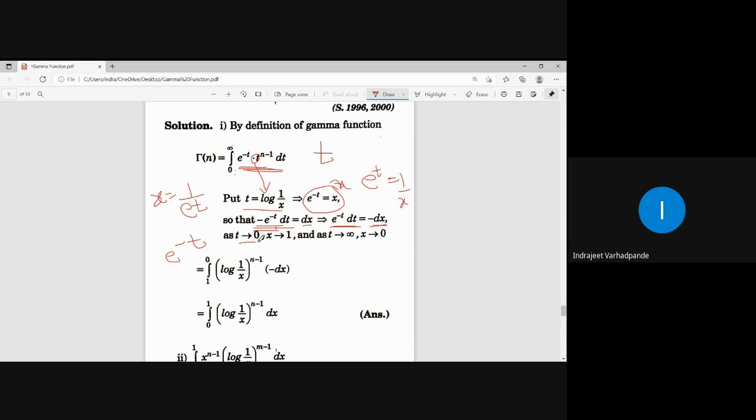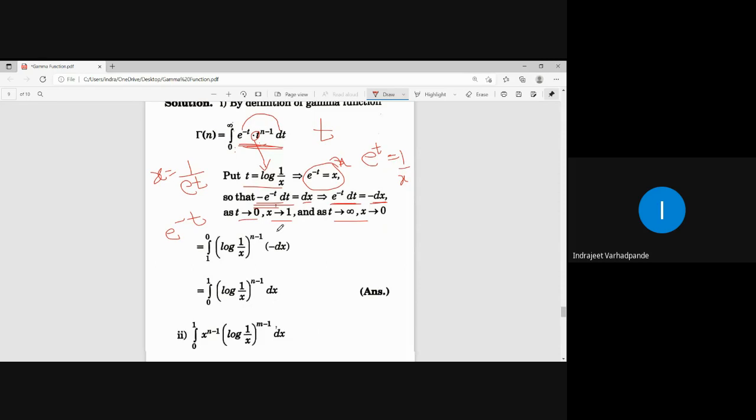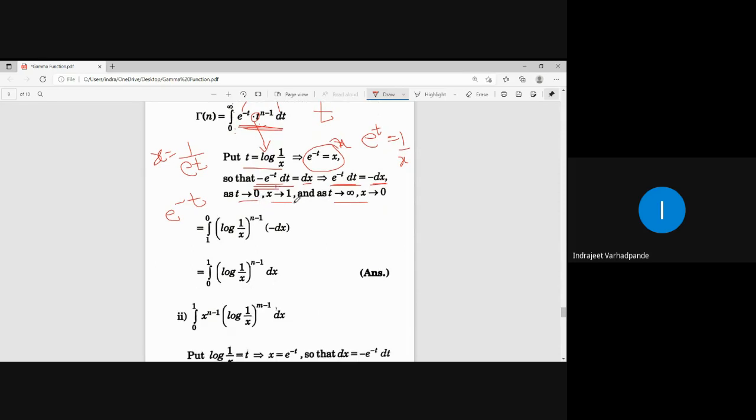When t is equal to 0, x is tending to 1. When t tends to infinity, x is tending to 0. So I have the value for e to the power minus t dt. I have now got the limits also and the substitution for t. So limits 0 to infinity become 1 to 0. 1 to 0 log of 1 by x to the power n minus 1 in place of t to the power n minus 1, and e to the power minus t dt is minus dx.